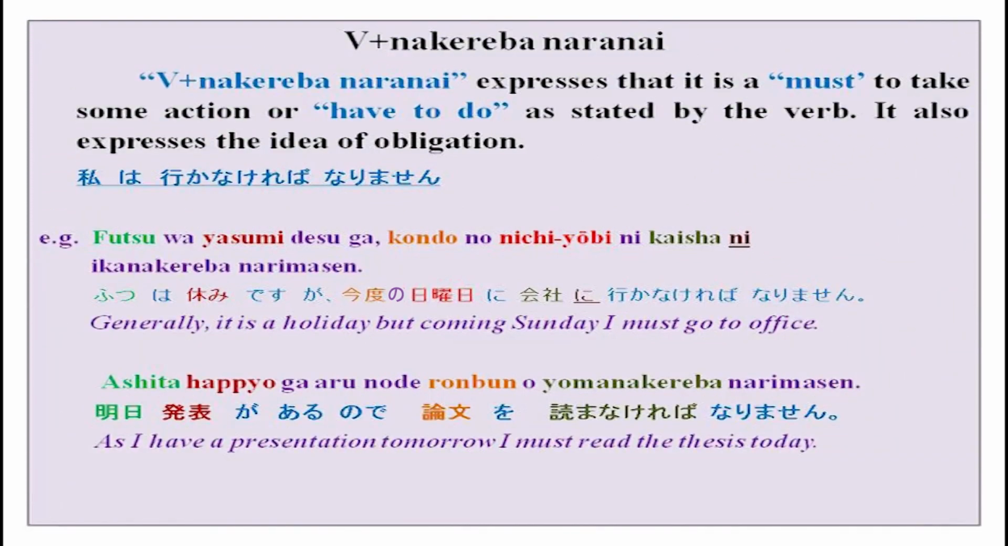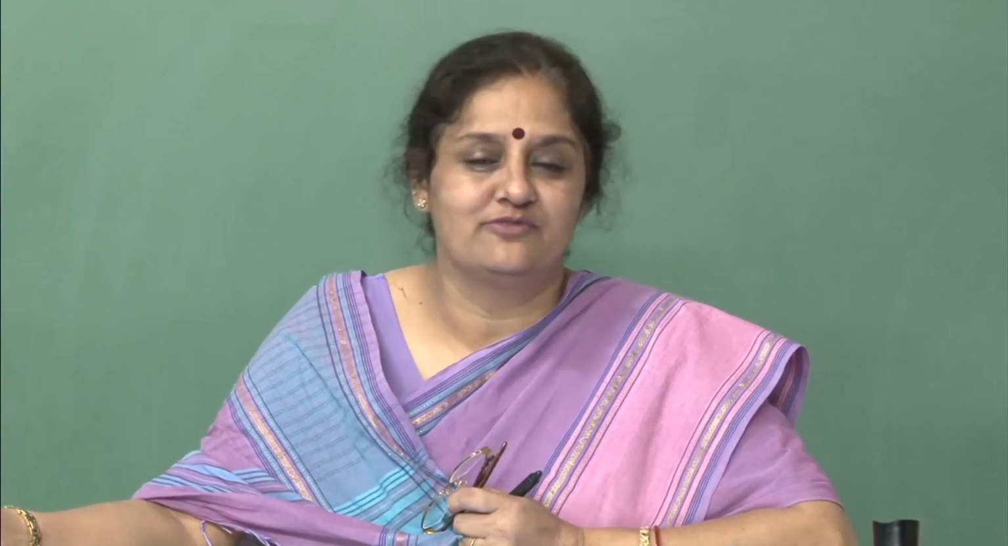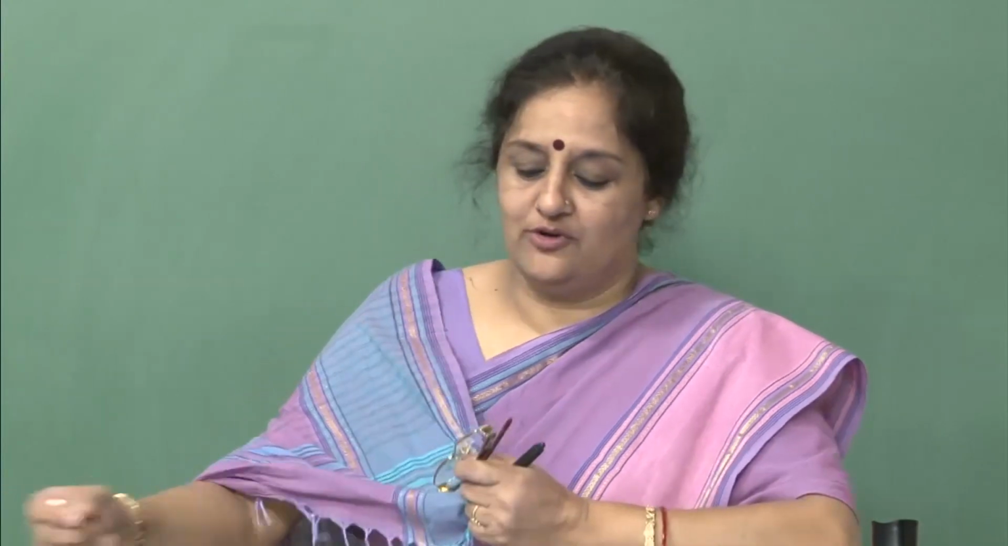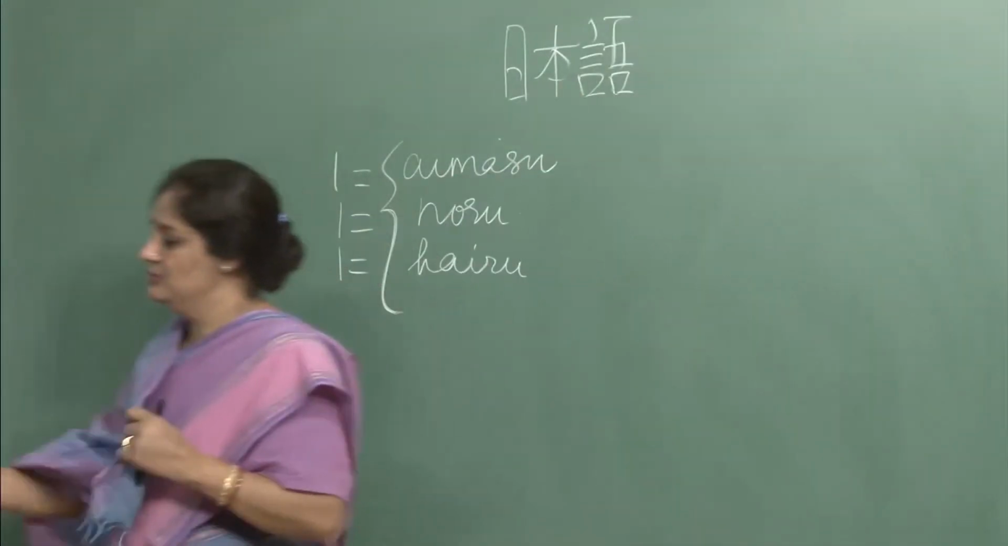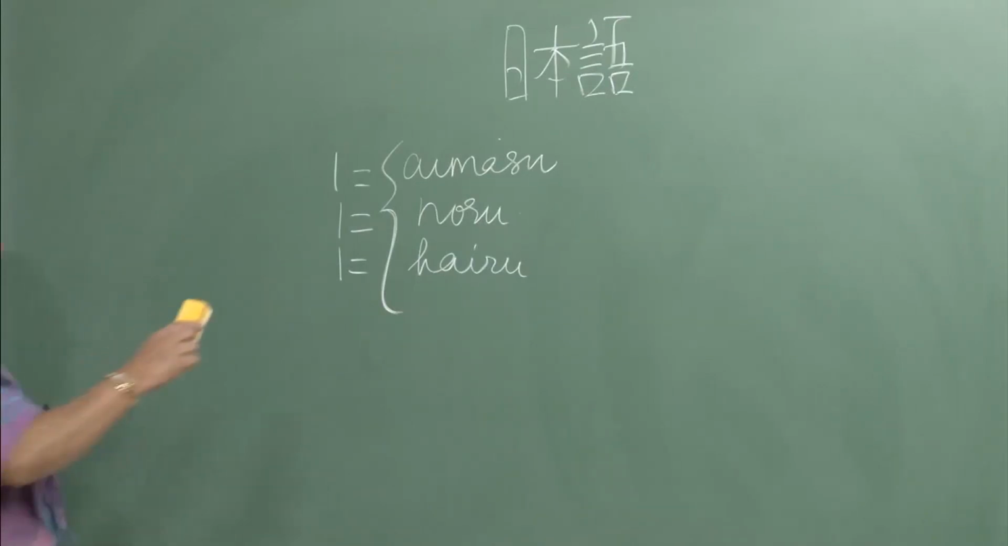Well, now what we need to do over here is nakereba narimasen. As you can see, nakereba narimasen expresses that it is a must, you have to perform what is being said by the verb. It is necessary, you need to do it. So this form actually tells you that it is a necessity, it is a must for you to do this activity. Now, what is it?